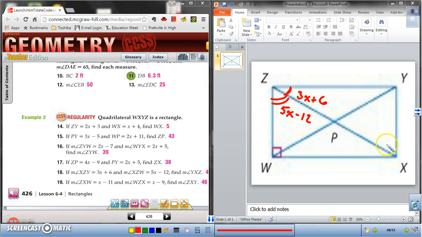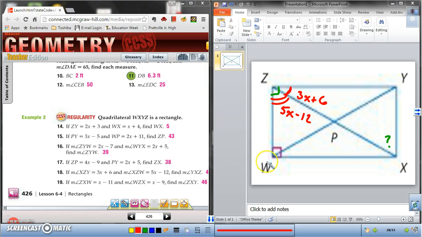Then they want me to find the measure of angle YXZ. This one is a little more complicated than the ones we've looked at thus far. So this is the angle in question. So the first thing that I'm going to do is I'm going to solve for x because I know that these two are complementary, because I know that this is a 90-degree angle. I'll be able to solve for x fairly easily. And then we'll talk about how we're going to use that information to find this angle over here.